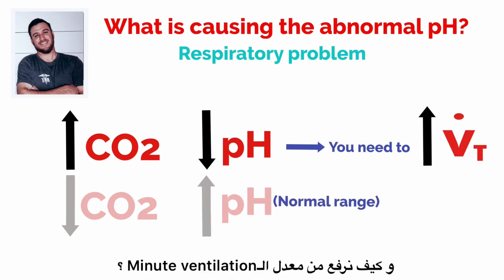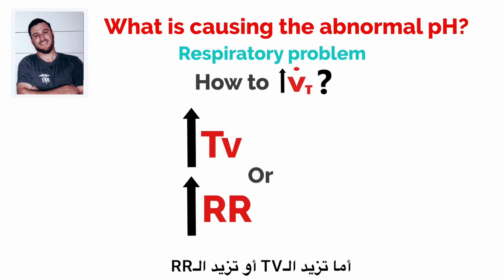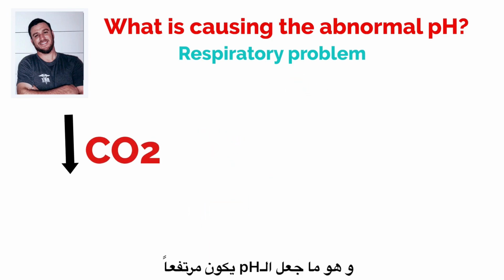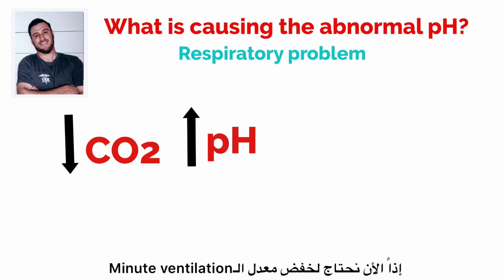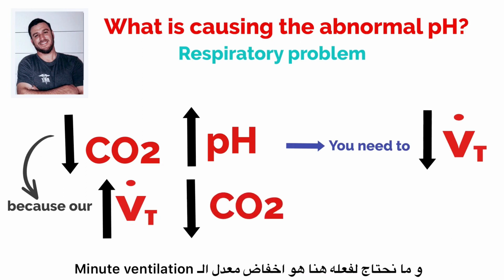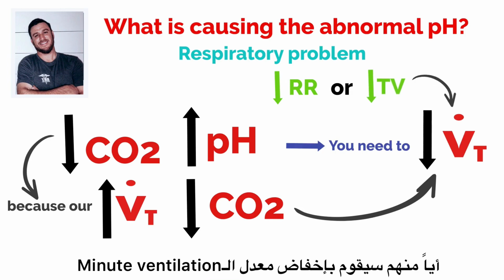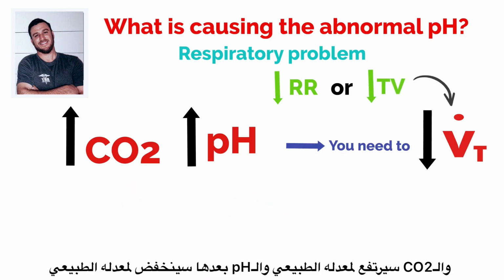Now, how do we increase minute ventilation? Two ways. You increase tidal volume or you increase respiratory rate. That's it. Now, if your CO2 is low and it's causing your pH to be high, then we need to decrease minute ventilation, because our minute ventilation is too high. It's causing our CO2 to go too far down. You can do that by decreasing rate or decreasing tidal volume. Both of those will decrease your minute ventilation. Your CO2 will climb back up into normal range and your pH should come back down into normal range.